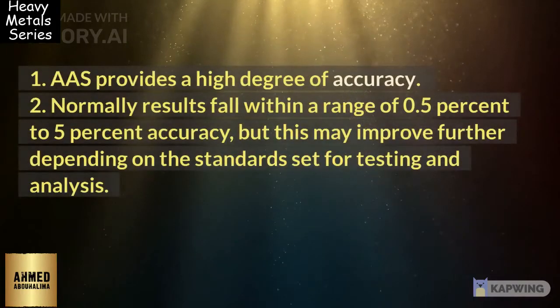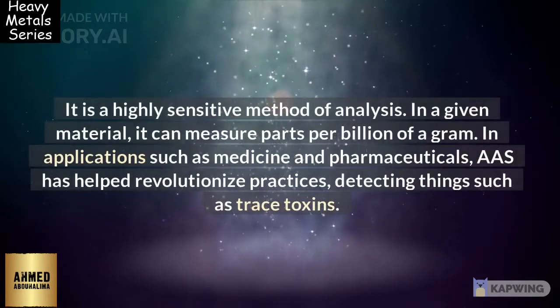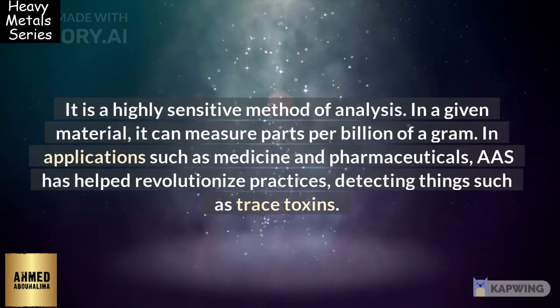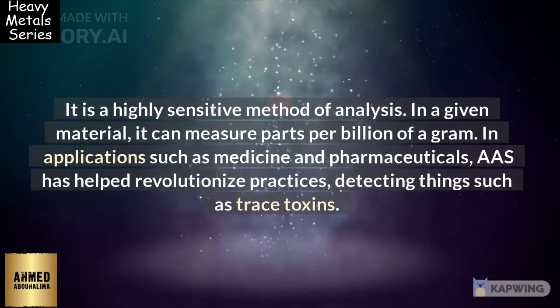Atomic spectroscopy provides a high degree of accuracy. Normally results fall within a range of 0.5% to 5% accuracy, but this may improve further depending on the standards set for testing and analysis. It is a highly sensitive method of analysis. In a given material, it can measure parts per billion of a gram.